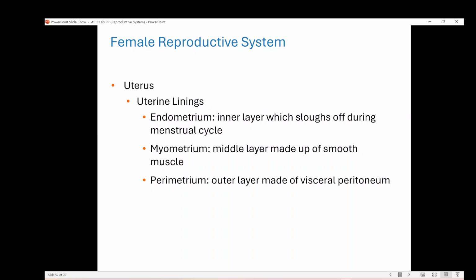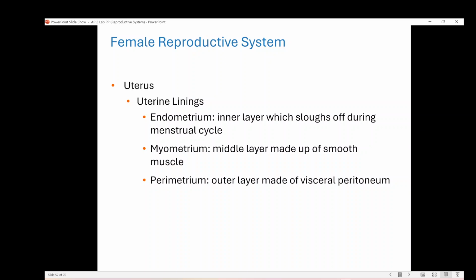Now, so those are the regions of the uterus. The uterus is also made up of three linings. So it has three regions and it also has three linings. Again, on an exam, you want to make sure you read the question carefully. If I were to ask for, identify the region of the uterus, I'm looking for fundus, body, cervix. If I'm asking for the lining, then I'm asking for these three guys here.